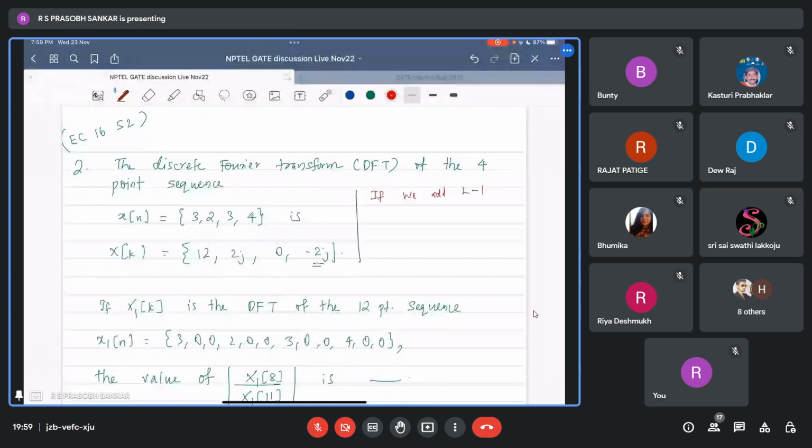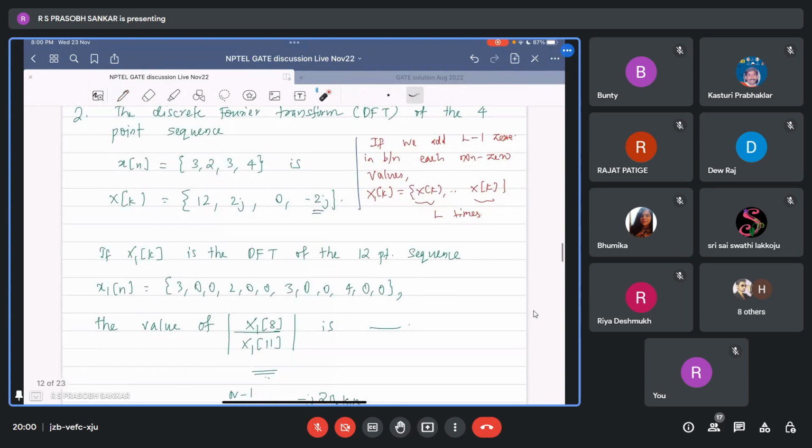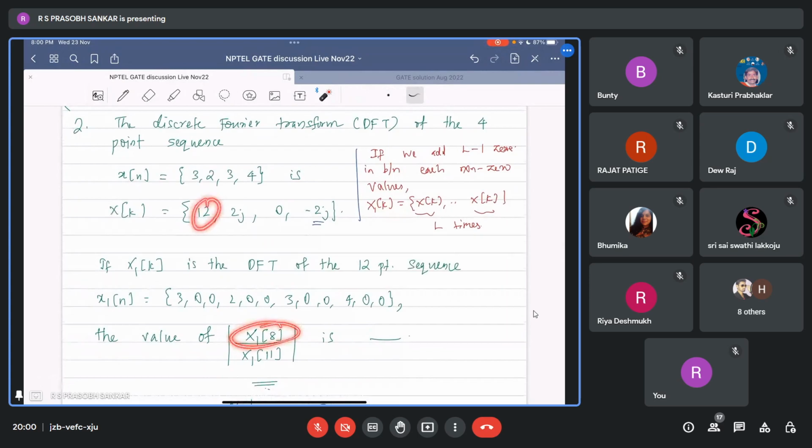If we add L minus 1 zeros in between each non-zero value, then x1[k] will be x[k] repeating L times. So if this property is known, we can directly solve this question by looking at the values. x1[8] will be this one and x1[11] will be this one. So that's the solution.